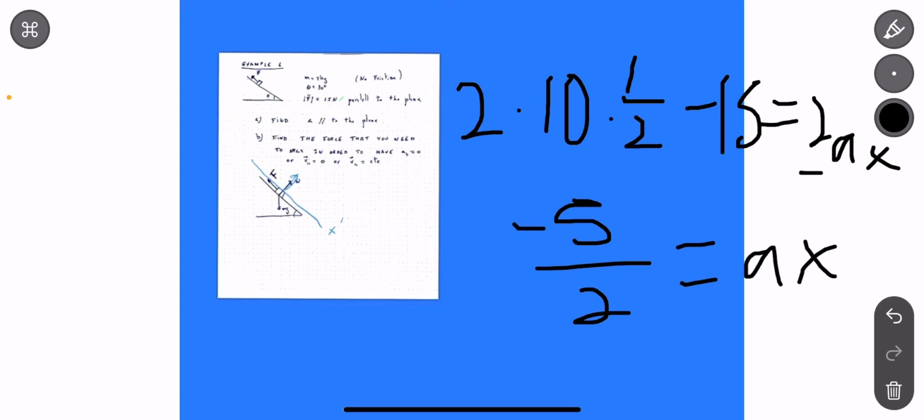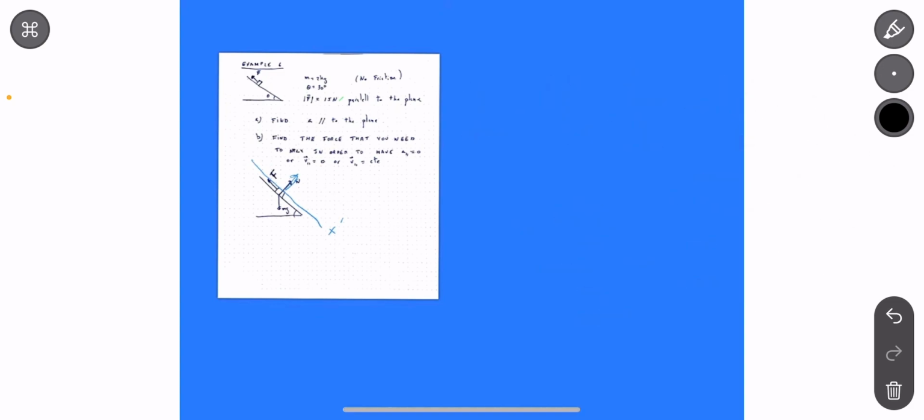We have to divide by the mass in this problem afterwards, because we want to isolate the ax here. So after we isolate, we get negative 5 over 2. And we see here that negative 5 over 2 is our ax.